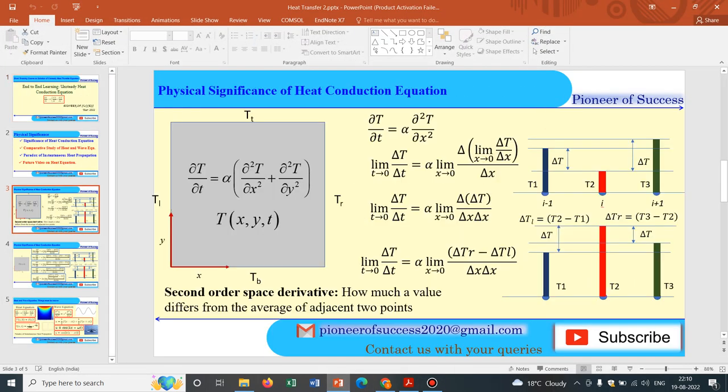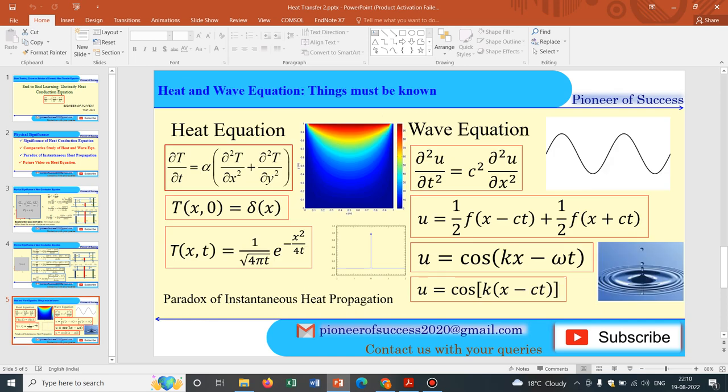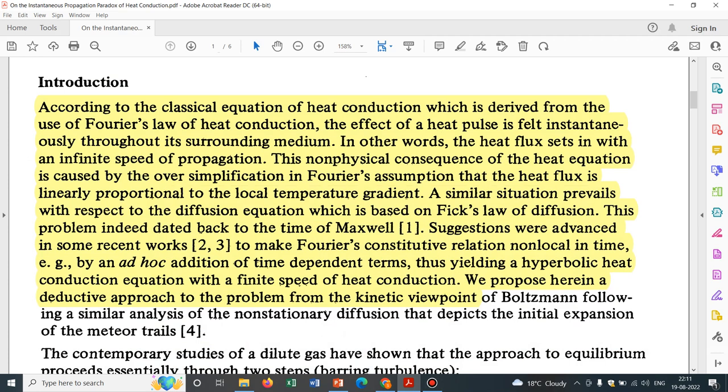Suppose you have a rectangular block like this. Initially, consider that everywhere in the block we had the same temperature, say ambient temperature. Now suddenly we have made this particular wall at a higher temperature. Look at this picture. What will happen? This effect will immediately spread everywhere in the block. It will take no time, and this is your instantaneous heat propagation, which is mentioned here. In other words, the heat flux sets in with an infinite speed of propagation.